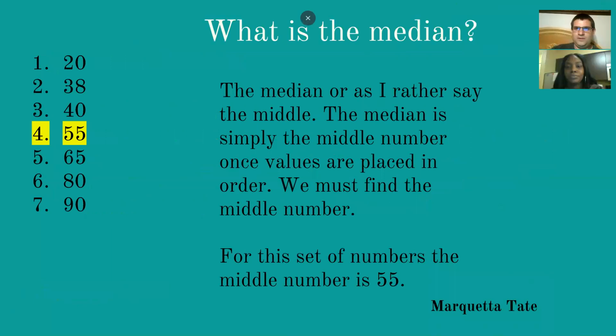All right. What is the median? Okay, the median, or as I'd rather say, the middle number. The median is simply the middle number once values are placed in order. We must find the middle number. For this set of numbers, the middle number is 55. As you can see to the left where it's highlighted, the number 55. All right. Thank you.